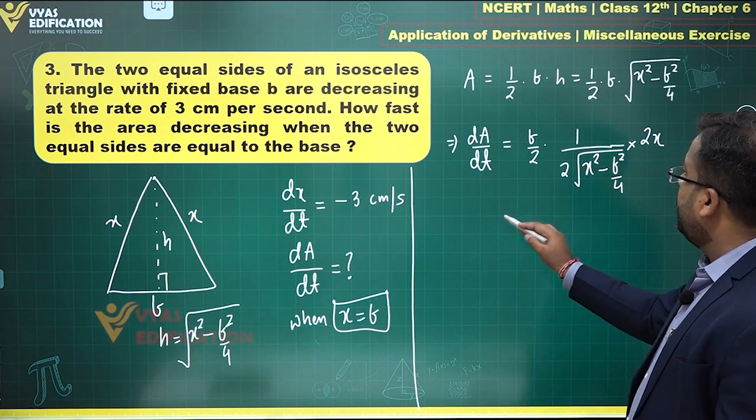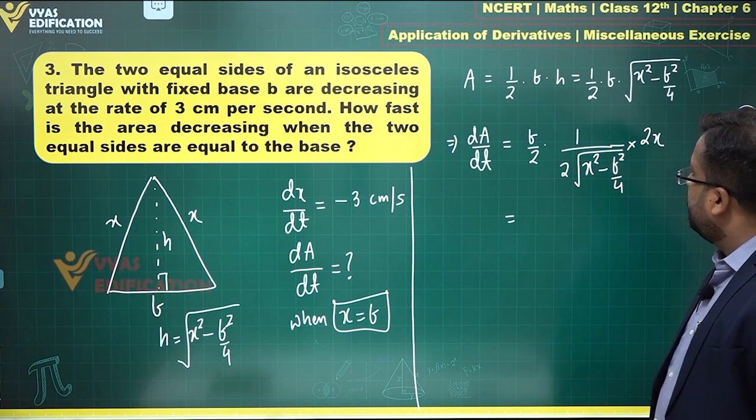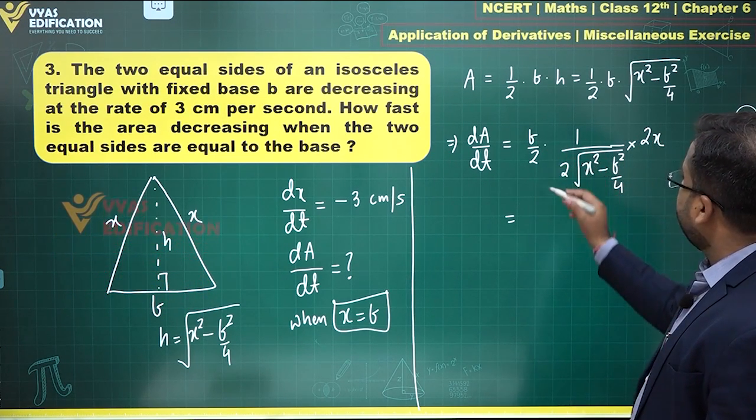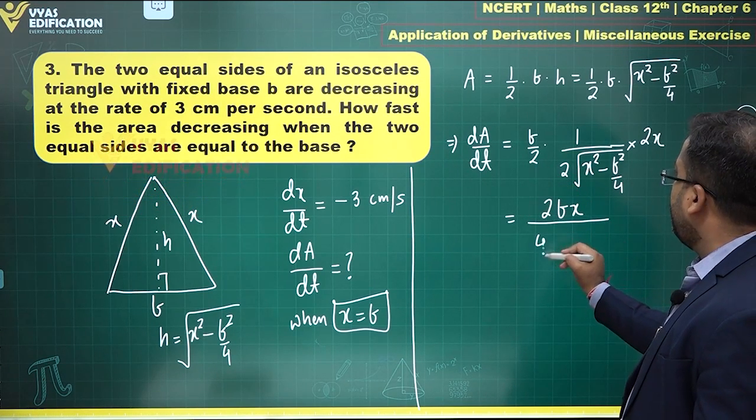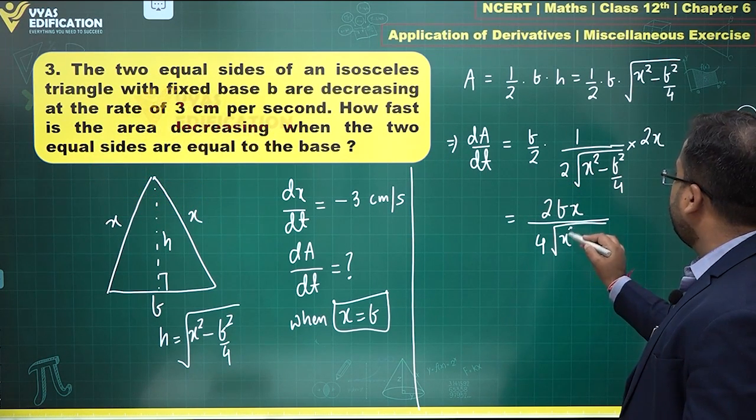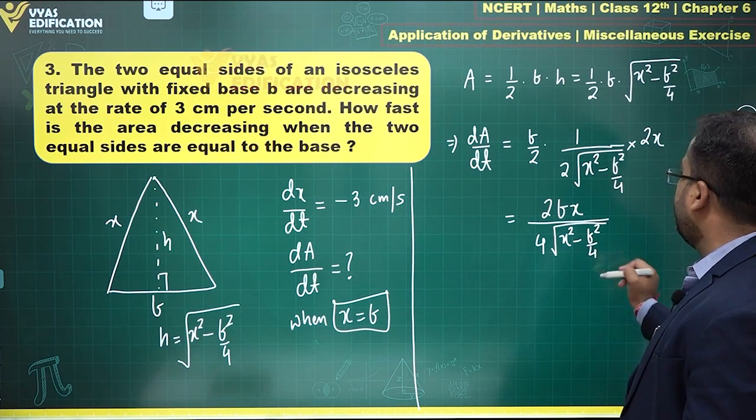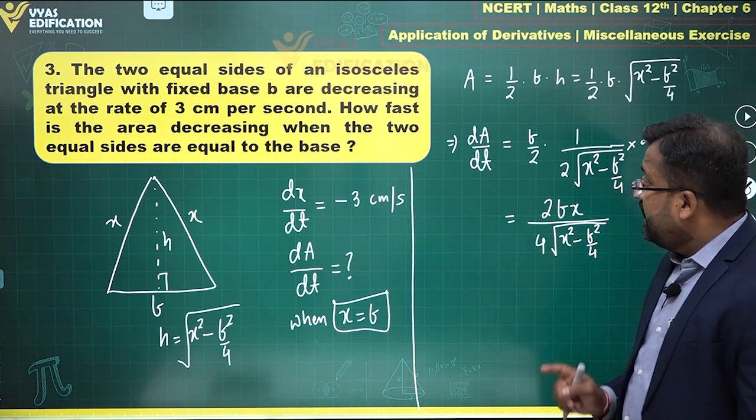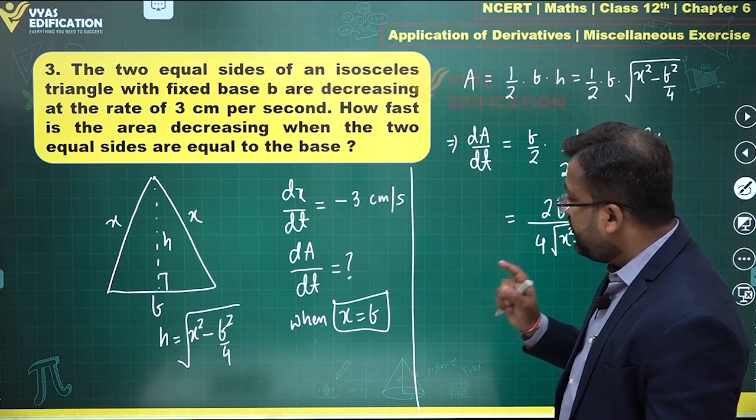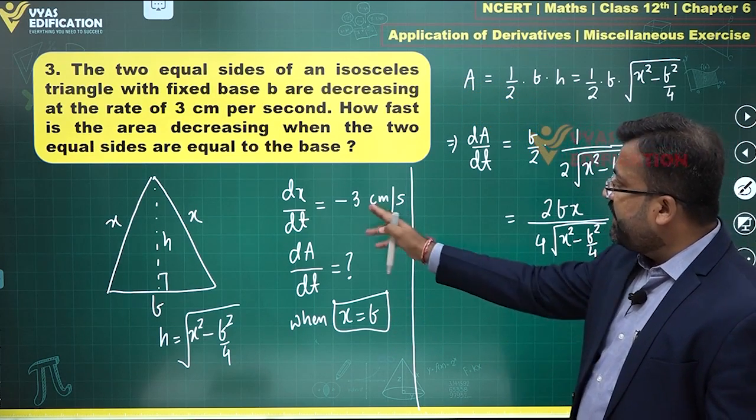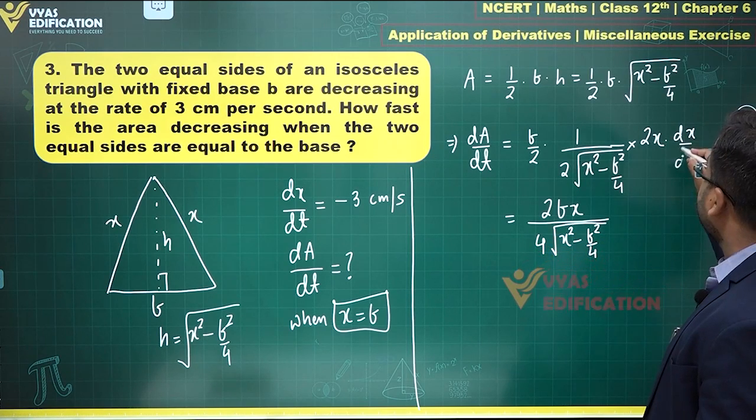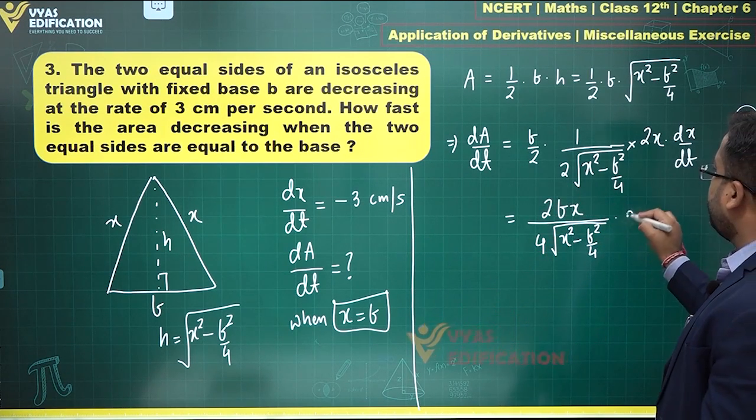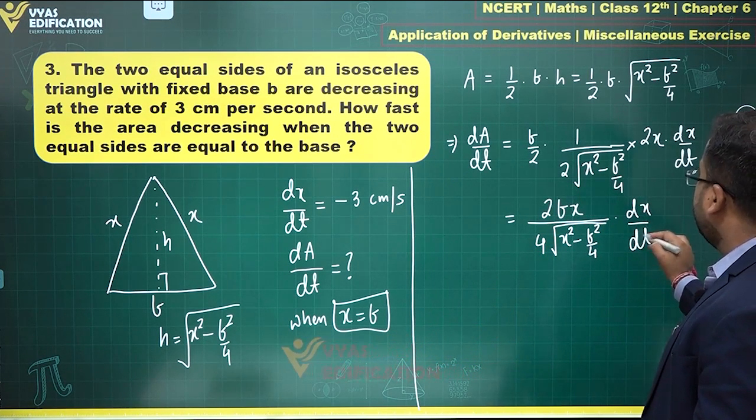So where will this take us? In the numerator you have 2bx upon 2 times 2, which is 4, under root of x square minus b square upon 4. And we are supposed to find dA by dt for x equal to b. dx by dt is minus 3. By the way, dx by dt is also required since you are differentiating with respect to time. This is what you need.